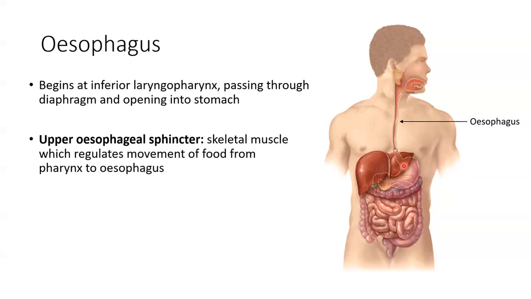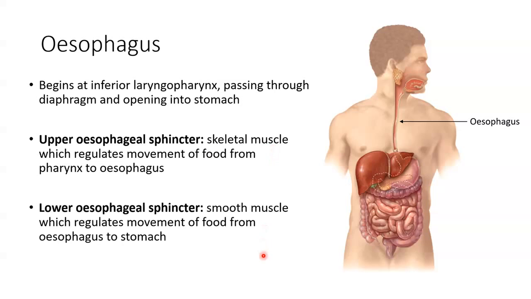At the very top of the esophagus is our upper esophageal sphincter. This is a circle of skeletal muscle which regulates the passage of food from the pharynx into the esophagus. Now, because it is made up of skeletal muscle, it is under voluntary control, so we can choose when we swallow food and have it move from the pharynx or our throat into the esophagus.